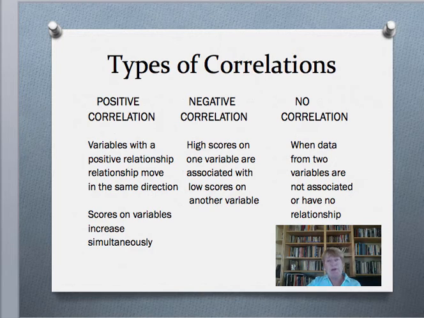A negative correlation is high scores on one variable associated with low scores on another variable. And then no correlation is when data from two variables are not associated or have no relationship. So there's no linear direction. And if you think about the scattergram, that would suggest that the dots are all over the place. There's no possibility of approaching a straight line.